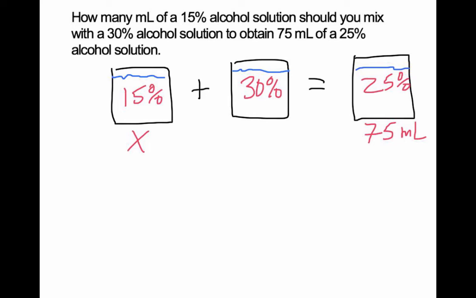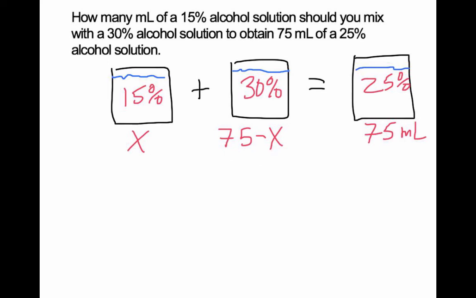Now, I know that when I mix this x with this amount, it gives me 75, so I can write an expression for the 30% solution. To get that, I would write 75 minus x. This should make sense intuitively. If I have 10 liters of the 15%, this would be 65, because when I add them, I have to get 75. If I have 5, this will be 70. If I have 25, this would be 50. How am I getting this 30%? I'm always subtracting it from 75.